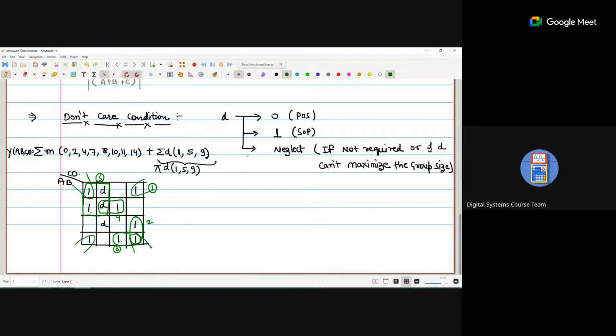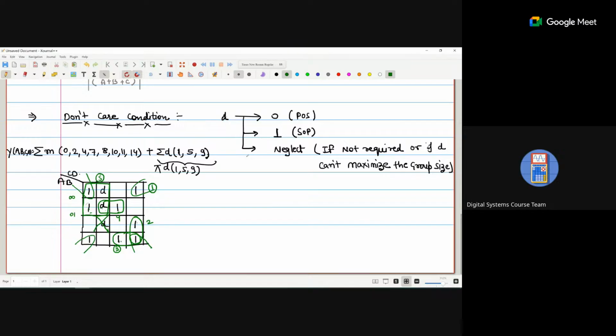Okay, but all ones are already considered in the grouping. Then now this D is useless. Why? Because if we use this D to create a group, none of the groups will be maximized. Basically, this D cannot maximize any group size. So what we do, we neglect this one. We consider two Ds, but we neglect this one.